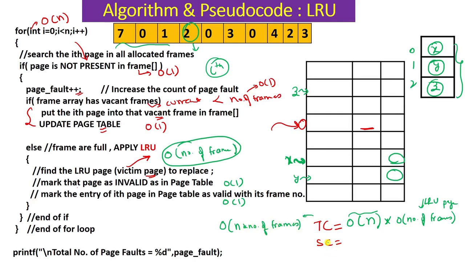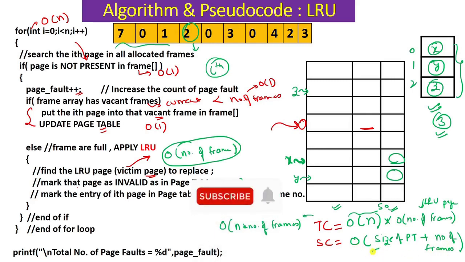Now what will be the space complexity? My space will be taken by this frame array and the page table. So my space complexity will be equal to the size of the page table plus the number of frames. If it has 3 frames and the size of the page table is, let's say, 50, then it is 50 plus 3 or something like that, but it is a variable thing. Generalized, it is size of page table plus number of frames. Number of frames can be anything, and if we take the size of the page table to be a very small number, then it will be equal to O(number of frames) only. So this is the generalized space complexity.